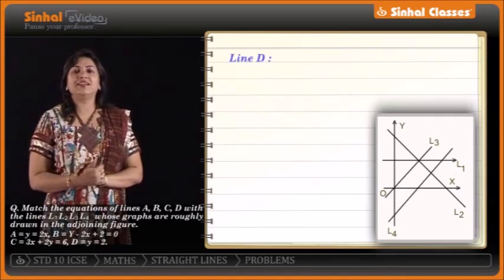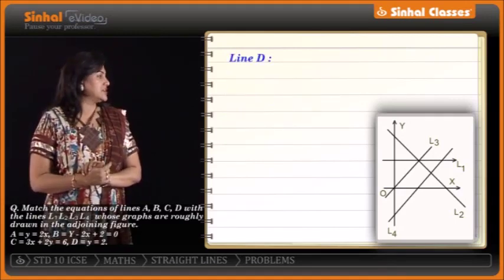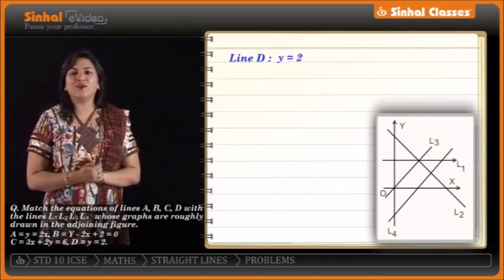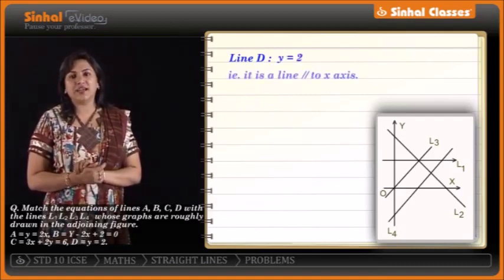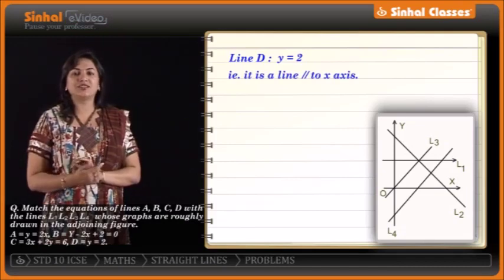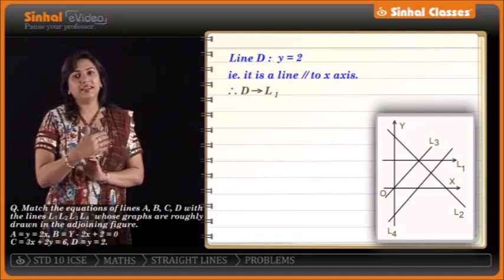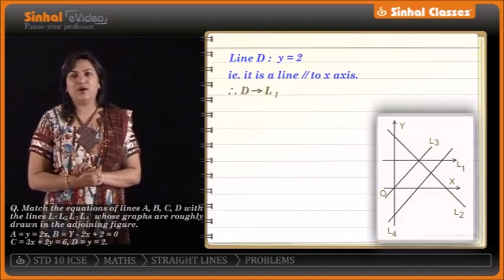Now we take the line D. Equation is given as y is equal to 2. And we know this is obviously a line parallel to the x-axis. So which could this line be? This is nothing but line L1. So line D is line L1.